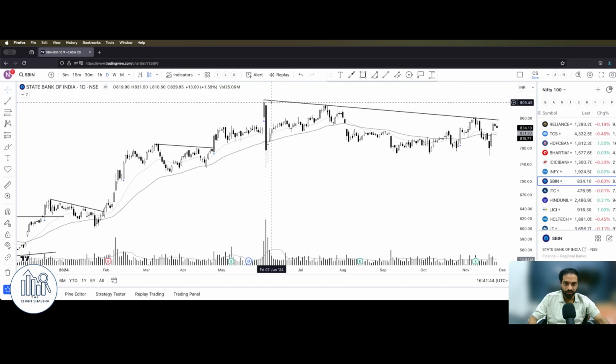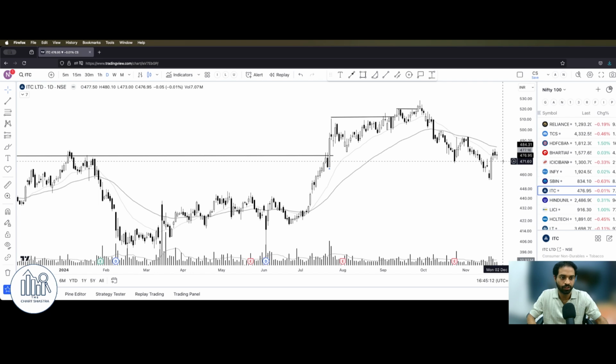This has been in this range almost since the election. It has been trading between the 840 and 750 levels for a very long time. Let's just wait and see whether this stock would break this level and move upwards.